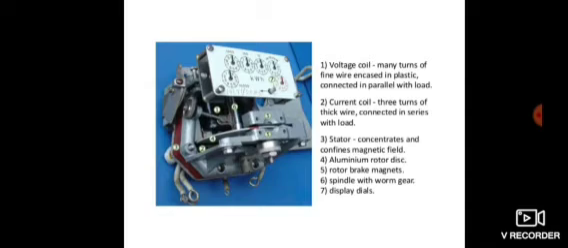There are two coils: one is the voltage coil, and the other is the current coil. See the inner cross section of the energy meter. The voltage coil has many turns of wire encased in plastic, connected in parallel with the load. The current coil has 3 turns of thick wire connected in series with the load. The stator concentrates and confines the magnetic field. The fourth one is the aluminium rotor disc, and then the rotor brake magnets, the spindle with worm gear, and finally the display dials. These are the inner mechanisms of the electromechanical energy meter.